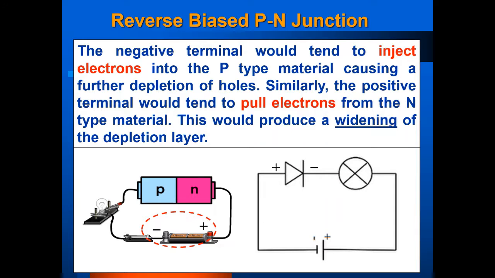And then we look at the reverse bias. In the reverse bias of the P-N junction, the negative terminal would tend to inject the electrons into the P-type material, causing further depletion of the holes. The positive terminal would pull the electrons from the N-type material. This will produce a widening of the depletion layer. You can see from this diagram that the connection is reversed: positive you connect to the cathode, negative connect to the anode. So the bulb does not light up.